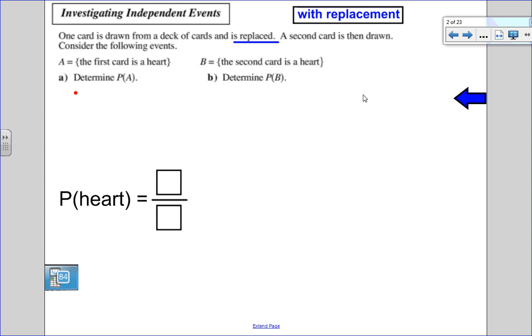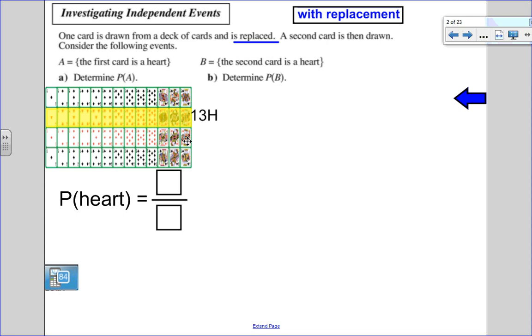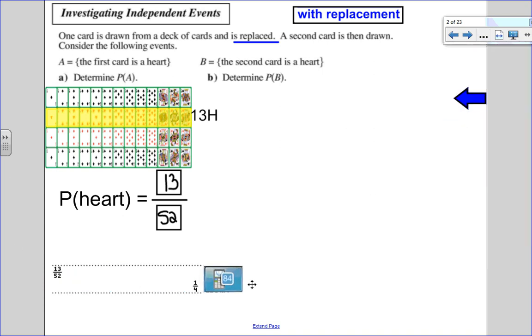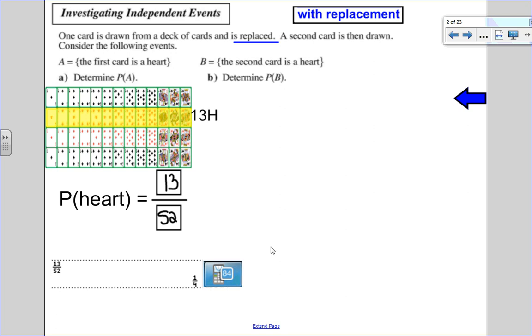So we have one card is drawn from a deck of cards and is replaced, or another way of saying that is with replacement. A second card is then drawn. Event A is the first card is a heart. Event B is the second card is a heart. I want to determine the probability of A. In the deck of cards, there are 13 hearts. So the probability of picking a card and it being a heart, 52 cards in the deck, 13 of them are hearts, so 13 out of 52, which I can put into my calculator in lowest terms, is a quarter.